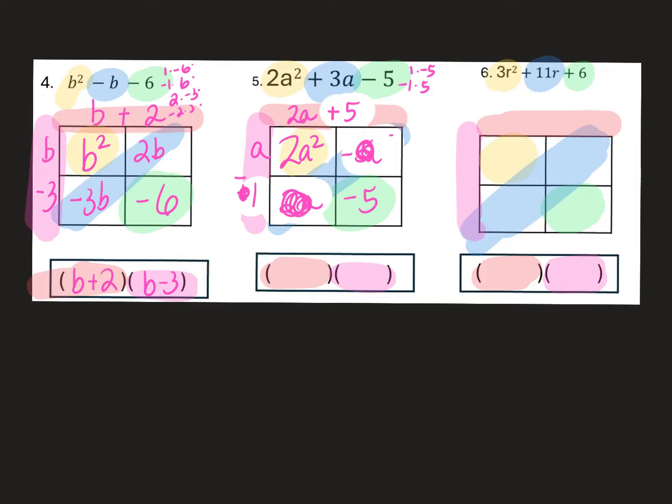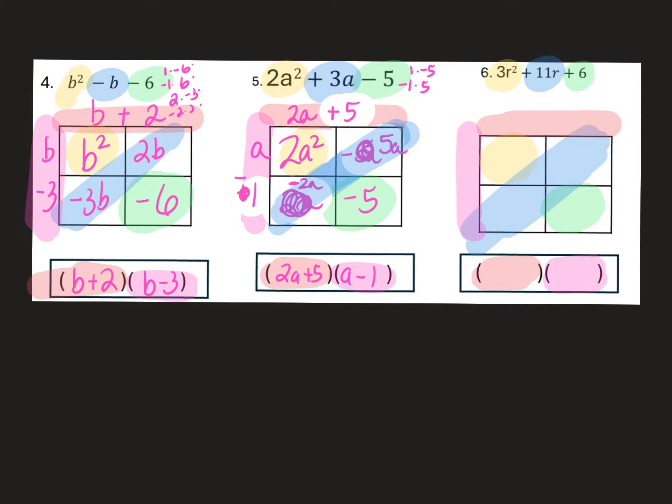5 times a is positive 5a. 2a times negative 1 is negative 2a. Positive 5a plus negative 2a, is that positive 3? Yes, it is. So my answer is 2a plus 5 times a minus 1. 2a plus 5 times a minus 1.